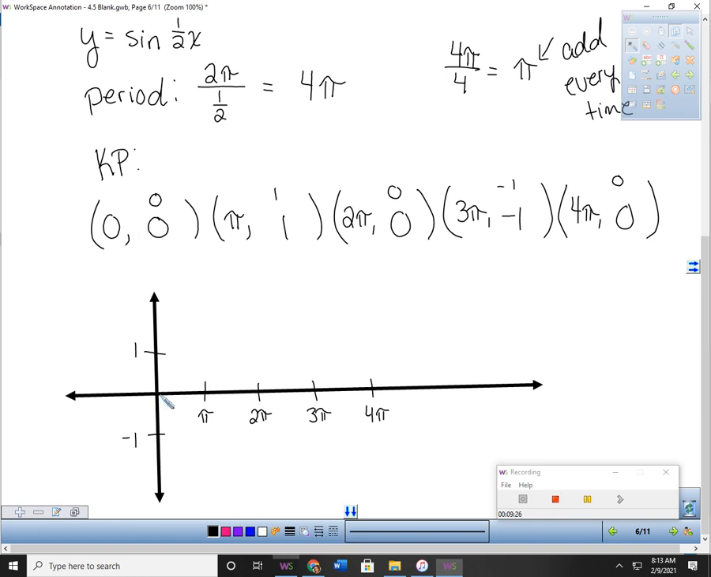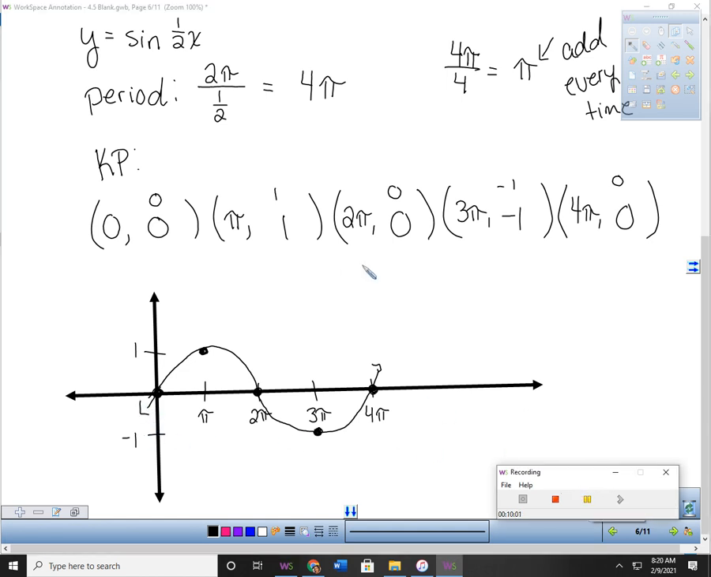Then I just plot these points. So 0, 0, over to pi and up 1, over to 2 pi, 0, 3 pi, -1, and 4 pi, 0. So I start, and then you're going to make sure that you're not pointy and that you're curving. And I like to go a little bit past and draw the arrows in.